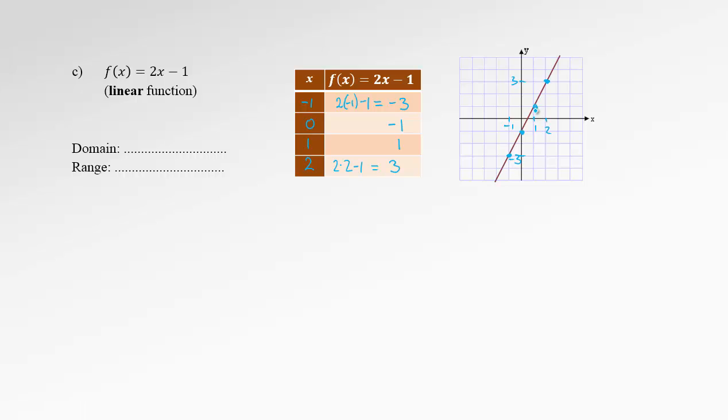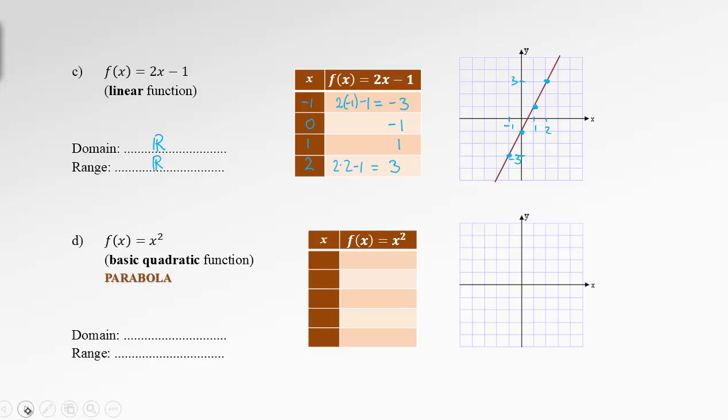Similarly as before, if we project this graph onto the x-axis, everything will be covered. That means the domain of any linear function is all real numbers. What about the range? As long as the graph is slanted like this, the range will be all real numbers as well. The only exception would be if we deal with a horizontal line, like in example A. Let's see the next example.